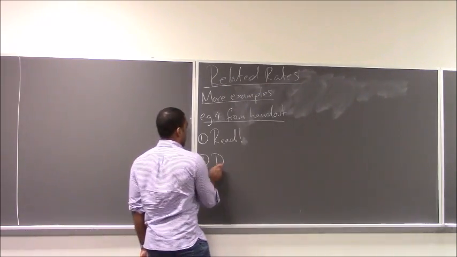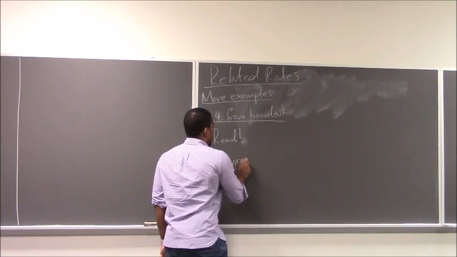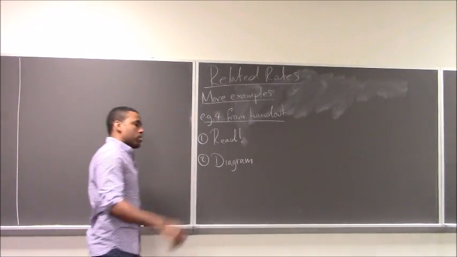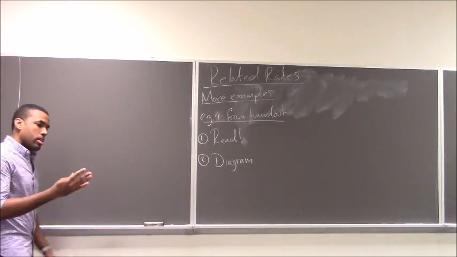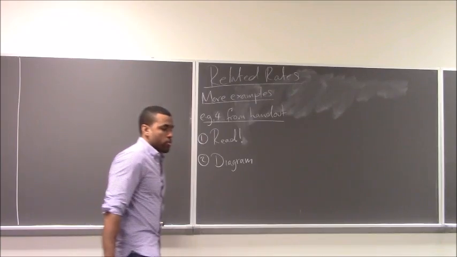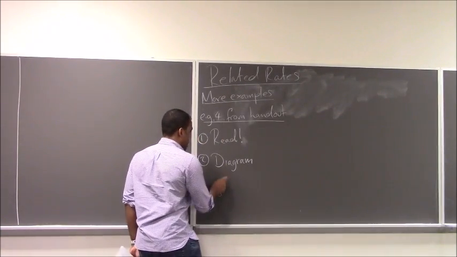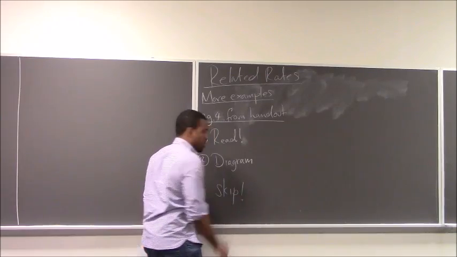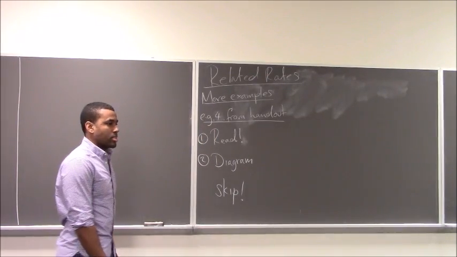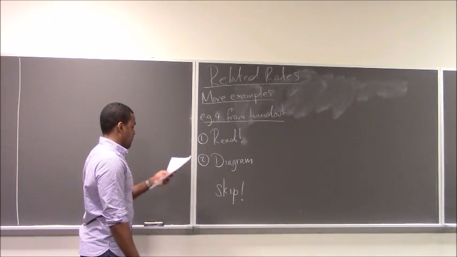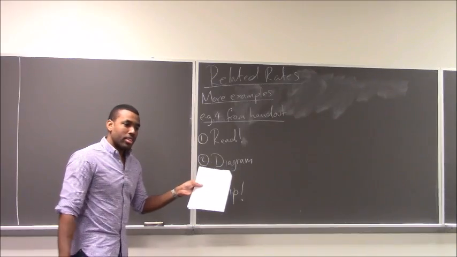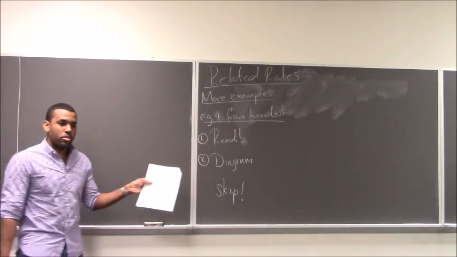Draw a diagram. Right, so make a pictorial representation of the situation so that you can come up with ideas for a formula. That's the main reason why you would do it. In this case, we can skip it, right? Why? Because they gave us the formula. Right, the relationship is given, it's not really something we have to figure out.